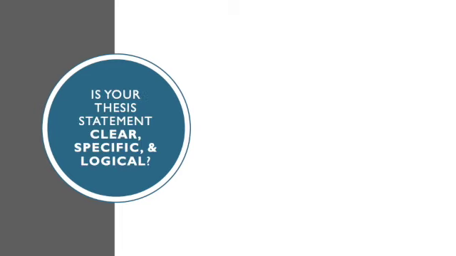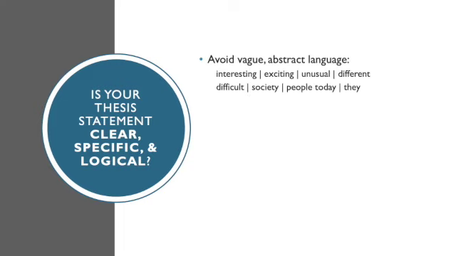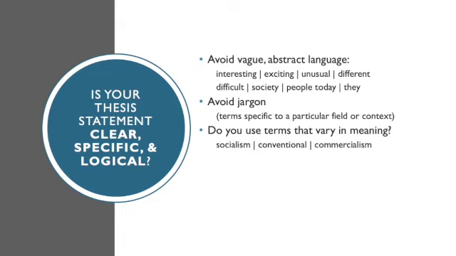You want to make sure that your thesis statement is clear, specific, and logical. So you want to avoid vague, abstract language. Something like, "it's good" is not really helpful, right? Because it's too vague. It's not specific enough. You want to avoid jargon. So if there are specific terms in the field that your research is focused on, that's okay, but don't put them in your argument. Save them for later. If they're important, you can explain them to your audience, but they don't need to be in the statement itself.